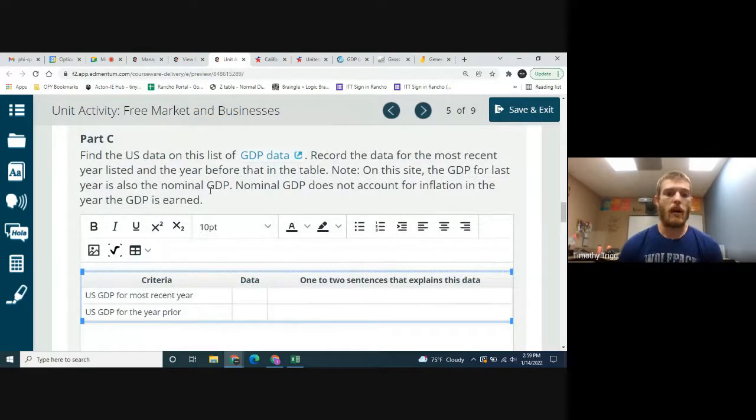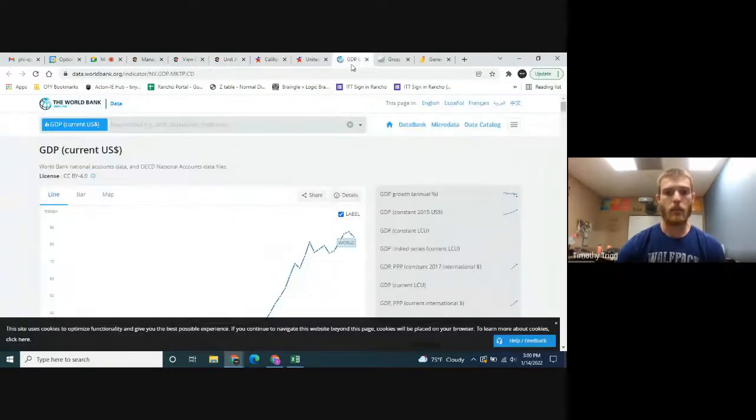Find the US data on this list of GDP data. Record the data for the most recent year listed and the year before that in the table. Note, on this site, the GDP for the last year is also nominal GDP. Nominal GDP does not account for inflation in the year the GDP is earned. Okay, so we want to go to this new link, and that'll take you here.